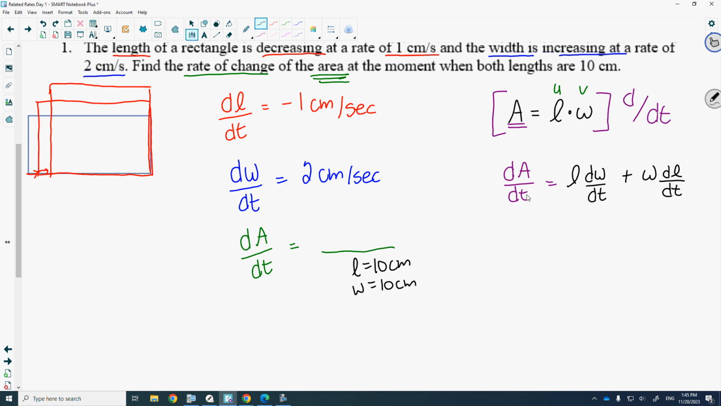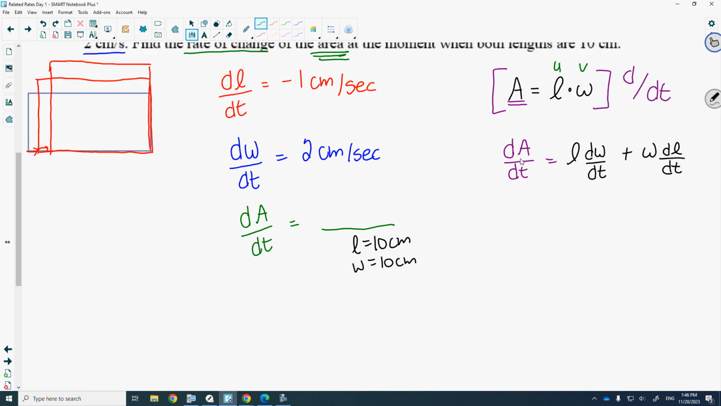They want dA/dt, that's what we're looking for. How is the rate of the area changing with respect to time? So dA/dt is equal to, they want how the rate of the area is changing when the length and width are 10. So I'm going to substitute 10 in for L and 10 in for W. So I'm going to have 10 times dW/dt. That was 2, dW/dt is 2. Plus the width of my rectangle. They want to know when the width is 10. And dL/dt is negative 1.